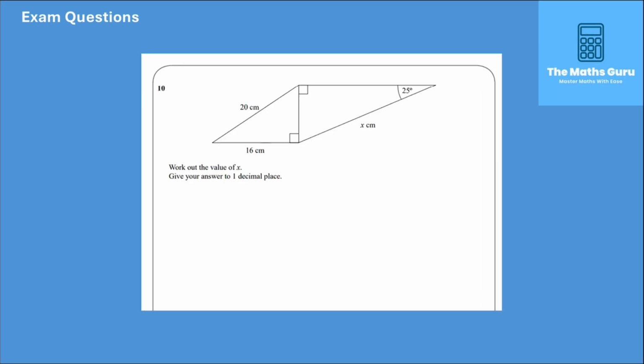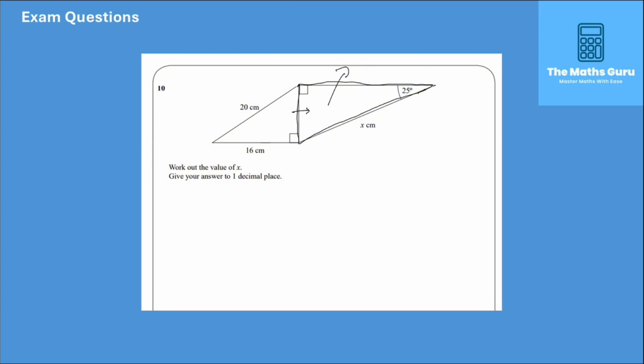So looking at question number 3, this is where things start to get a bit more interesting. Okay, so work out the value of x centimeters. So we obviously are going to need to use trigonometry on this triangle here. But first of all, we need to use Pythagoras to work out this side right here. Because we don't have two sides and an angle for trigonometry of this triangle, we need to add in another side.